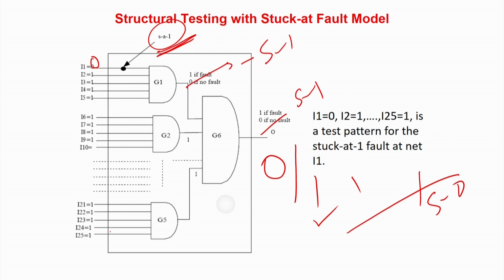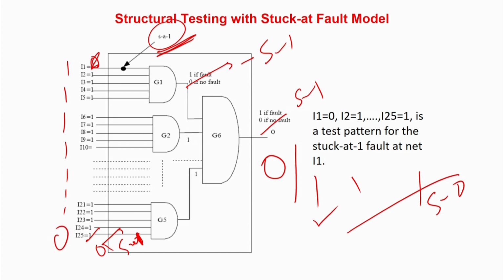Again, if I assume that this line has a stuck-at-0, and this line has a stuck-at-0, then what I have to do? I have to apply 1, 1, 1, 1, 1, 1. Sorry, I am talking about stuck-at-1. So if I assume that another line is stuck-at-1, you have to apply all ones on all the inputs except for this line, and the same philosophy will follow.